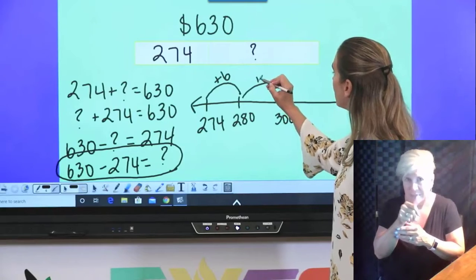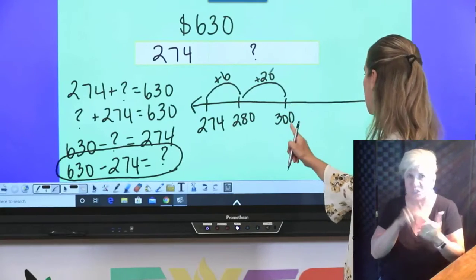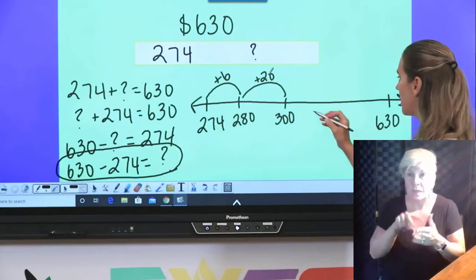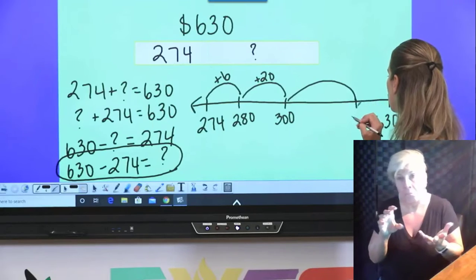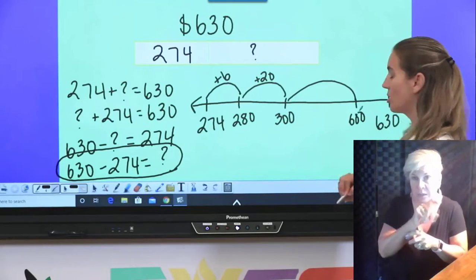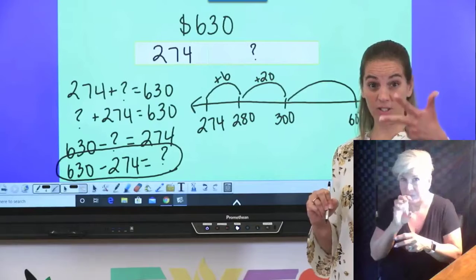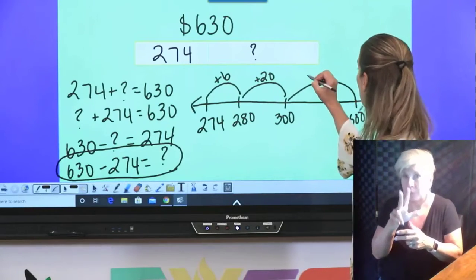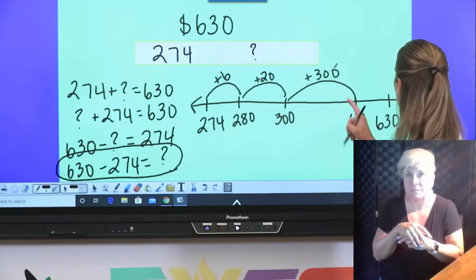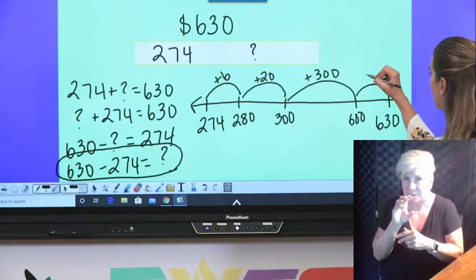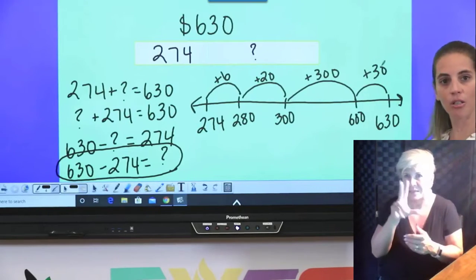2, which means I've jumped 20. Okay, now I'm going to go from 300 to 600. Well, that shouldn't be too terribly hard. So 300, 400, 500, 600. So I went 300. Oh, look, and now I'm going to go from 600 to 630. That's an easy one. I'm going to go to 30.